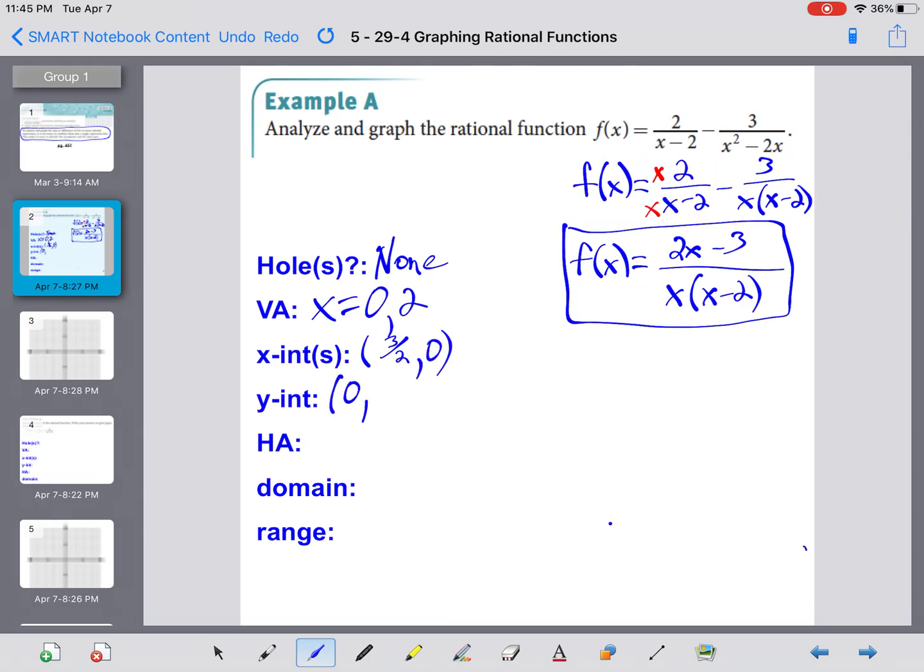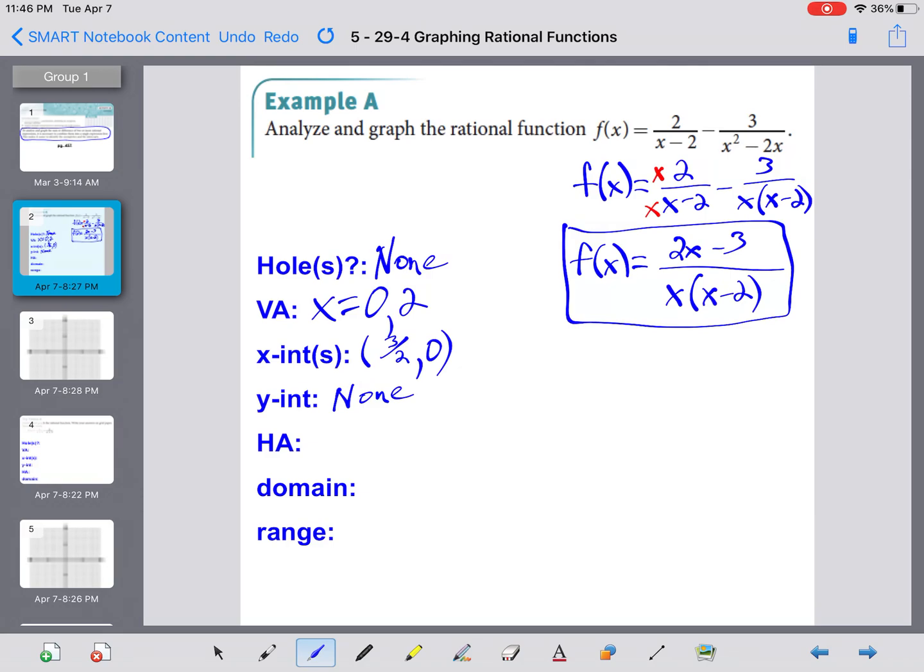Plug in 0 for x, right? And something unique happens here. When we plug in 0 for x, let's see what happens. We get negative 3 up top. We get 0 times negative 2 on the bottom, right? So sometimes that happens: a 0 in the denominator is undefined. So in this graph, we will not have a y-intercept. I believe we saw that on Monday. It's possible to have no y-intercept. It's also possible to have no x-intercepts sometimes, too.